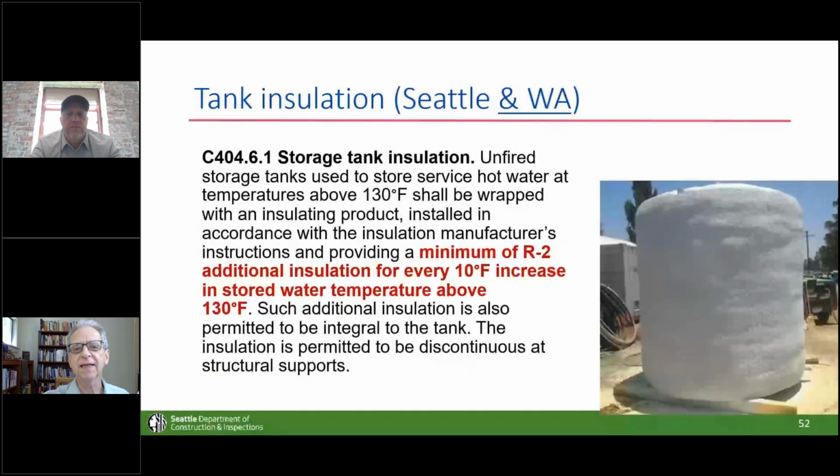We have a rule about tank insulation that says we're presuming 130 degrees, but for every 10 degrees you go up above 130 degrees, we want an extra R2 of insulation. So for some systems, it's advantageous to store water at 140 or 150, something like this, so you can get more heat in a smaller area. Those just need more insulation, and those extra blankets are available commercially.